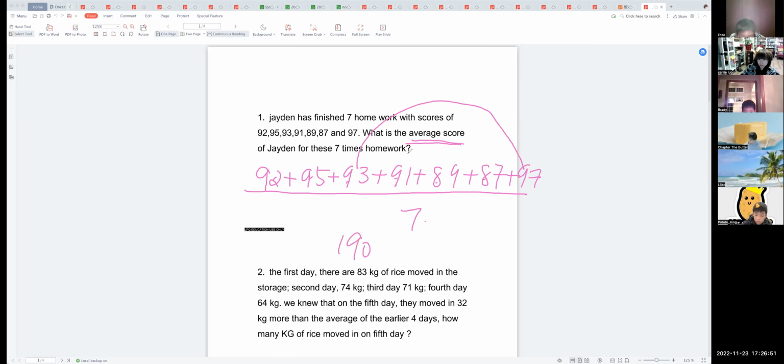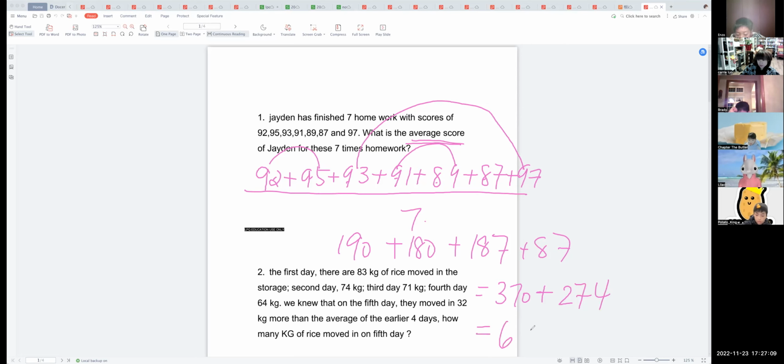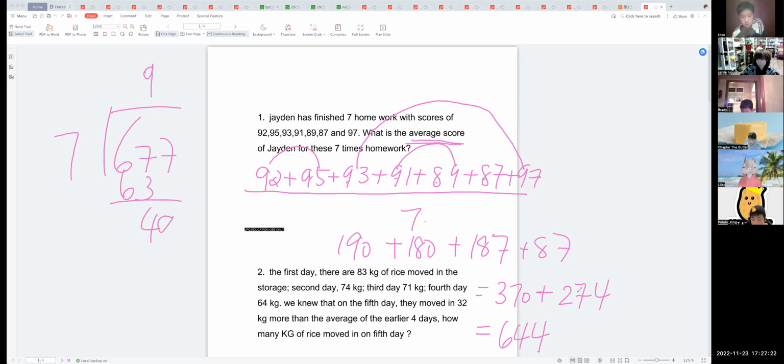So 190 plus 180, and then plus 187, plus 87. So it's 370 plus 274, equals 644. So 644 divided by 7. So, 97963, okay, 40. Huh? Am I making mistakes?